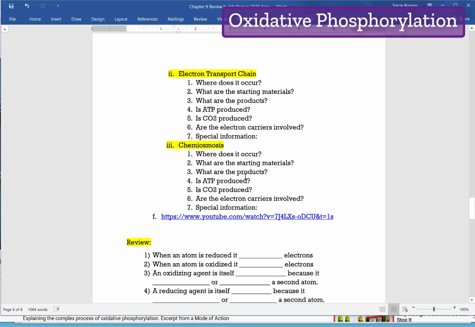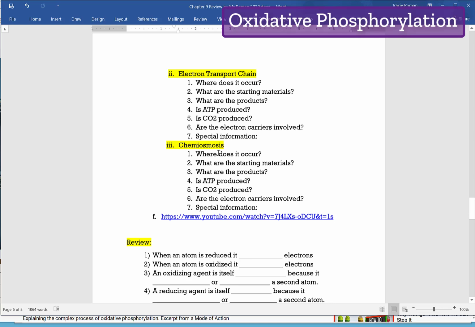Technically, they're not interacting with ATP synthase, but like I said, I'm not going to get that nitpicky with you. And special information, this is where most of the ATP is produced during cellular respiration. And remember, cellular respiration, the purpose is to phosphorylate ADP.